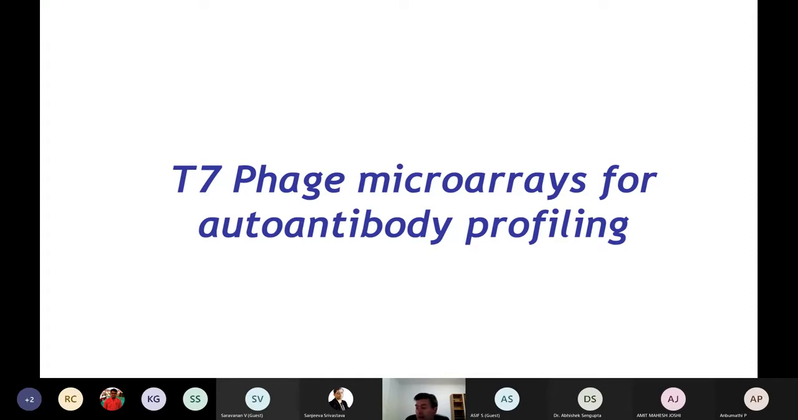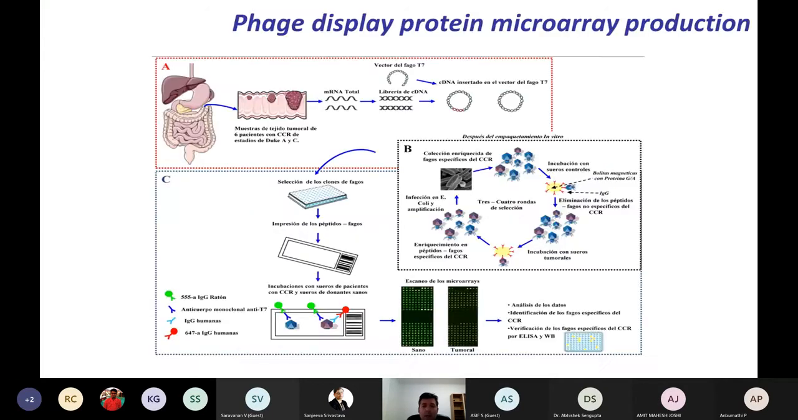And the last protein microarray I wanted to present you here is the phage microarray that we have been using in the last years. It consists of the integration of 2 high-throughput technologies.